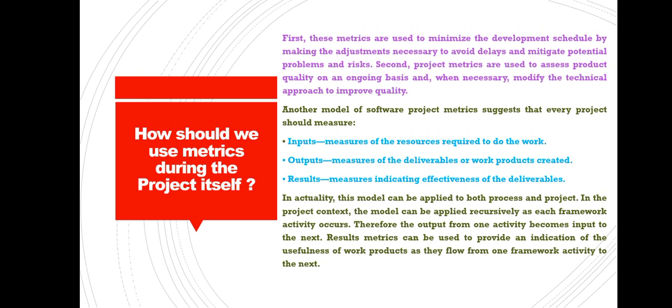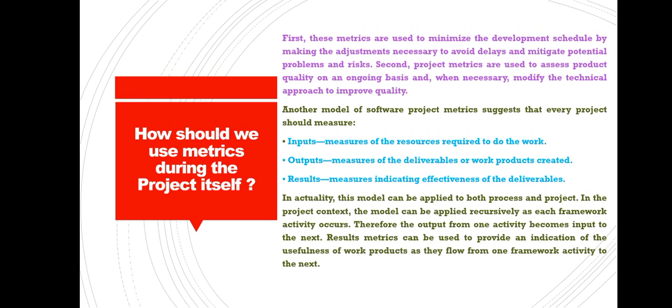And next, coming to the third type of measure, that is results. These measures indicate the effectiveness of the deliverables. Whenever the product is delivered to the customer, the customer should be satisfied with the quality maintained in that software project so that the results are successful. If the quality is not maintained, then that software project result leads to failure. So we need to have some idea related to these measures whenever software metrics are implemented in a software project.